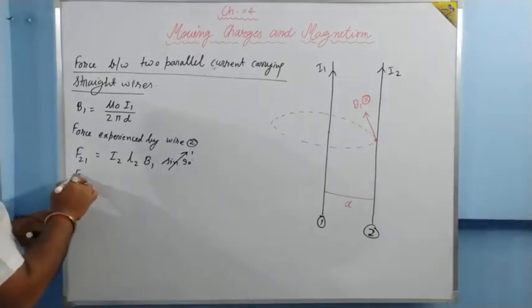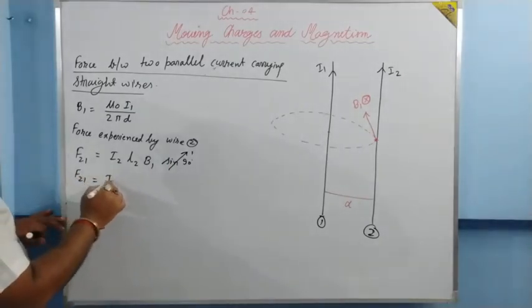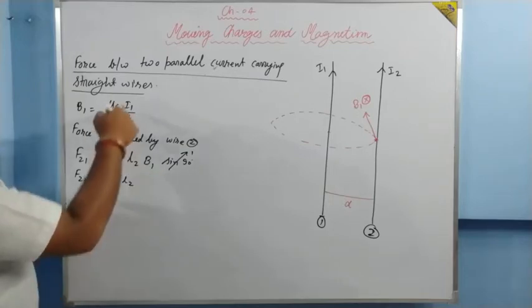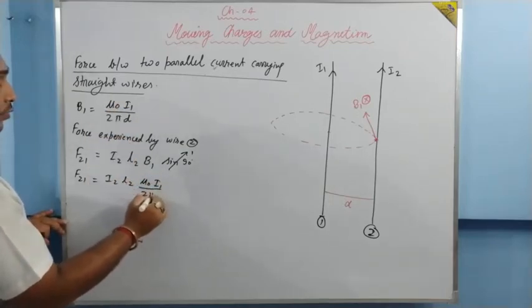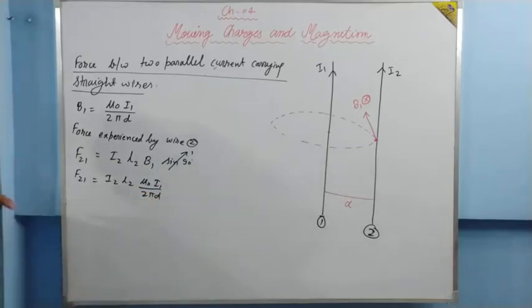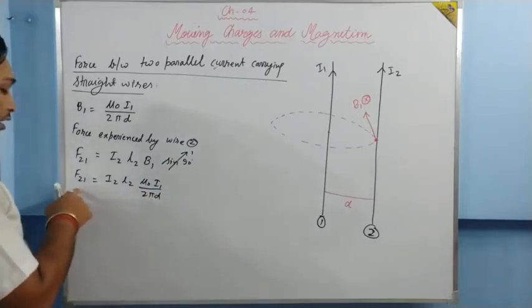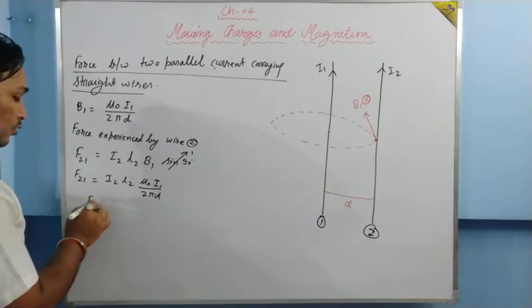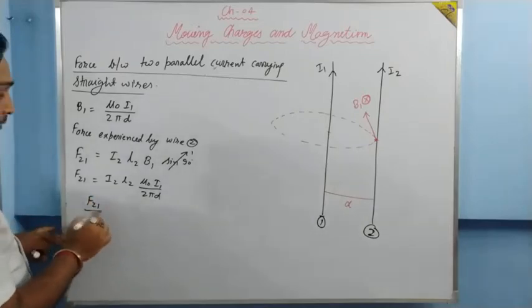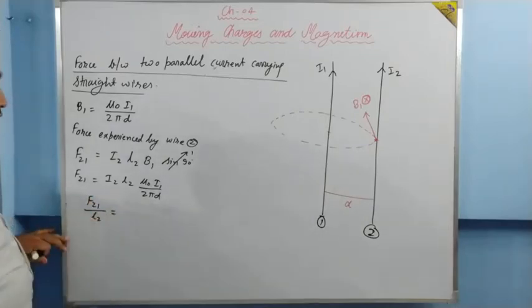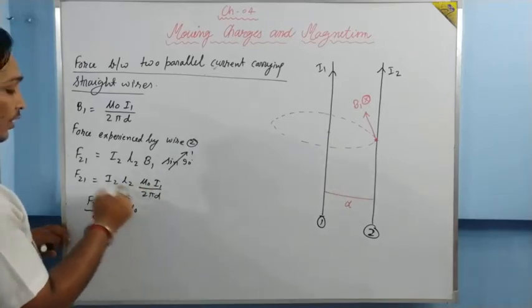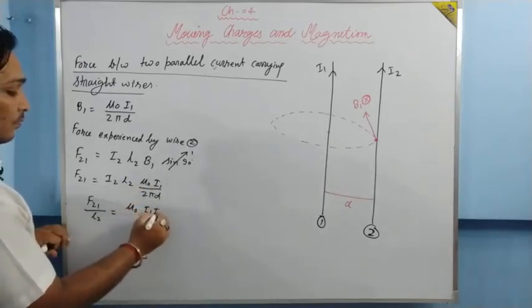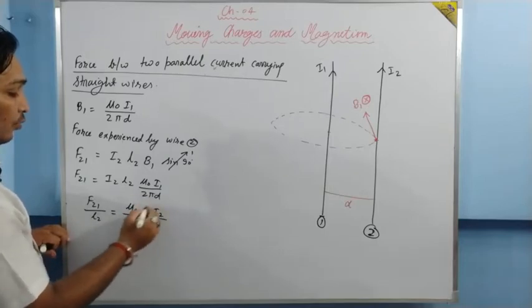So F21 is going to be I2 L2. In place of B1 we can write mu naught I1 upon 2 pi d. Okay. L2 is transferred to this side. So F21 upon L2 is equal to, let us arrange it, mu naught I1 I2 upon 2 pi d.